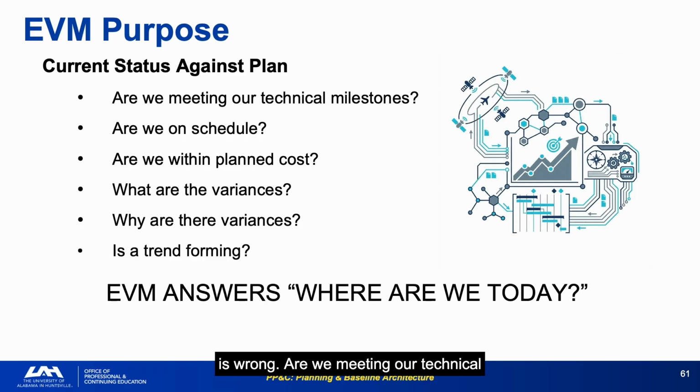Are we meeting our technical milestones? Are we on schedule? Are we within plan cost? What are the variances? Why are there variances? Is a trend forming? These 6 questions are the monthly rhythm of the control analyst job. Notice the questions start with technical milestones, not cost. This is intentional. Cost variance is often a lagging indicator of a technical problem that was visible earlier in the schedule. Start with the technical story.